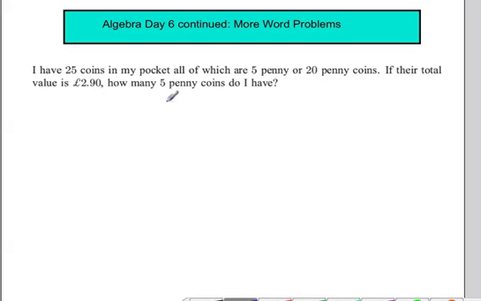Hello, 8th grade. So we're back for a couple more word problems that can be a little bit more challenging. So let's give it a try.